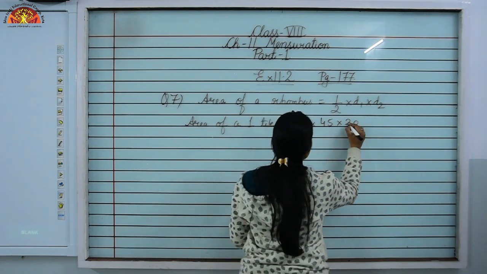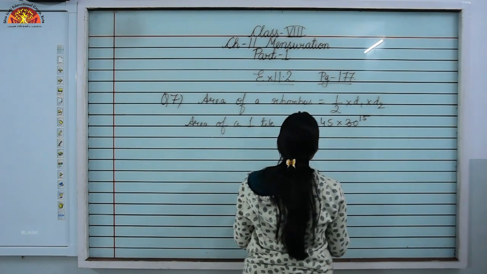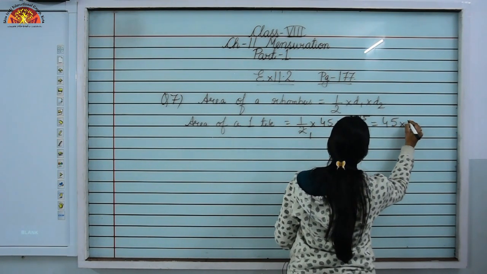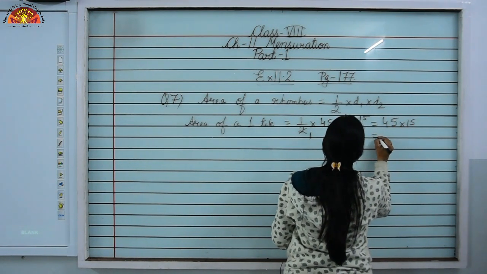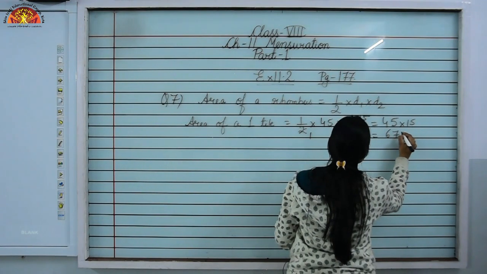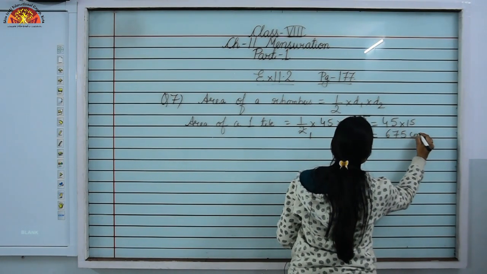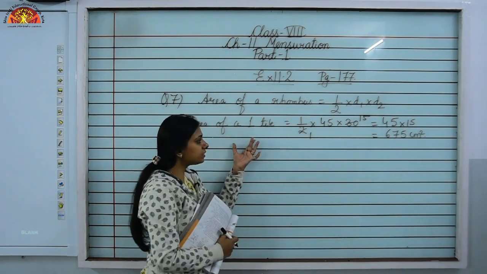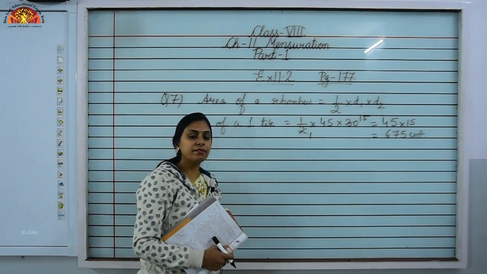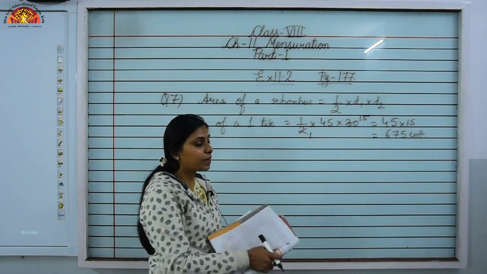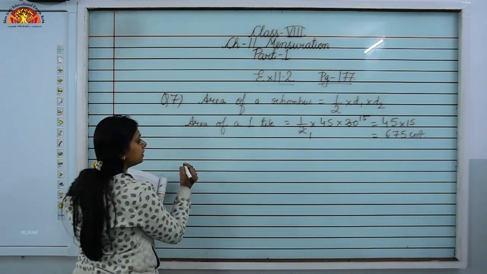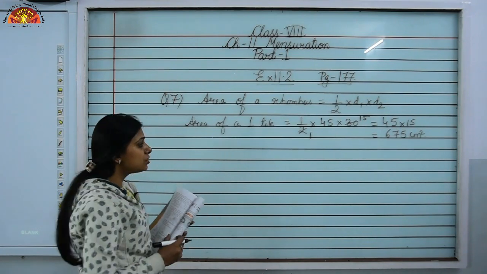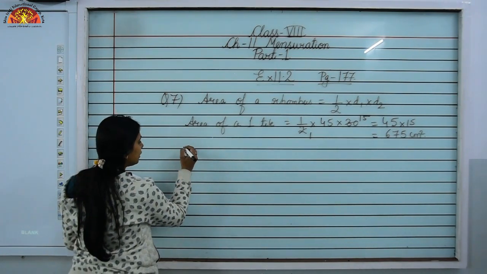So 2 1s are 2, 2 5s are 10. That is 45 into 15, which is equal to 675 centimeter square. So this is the area of one tile, which equals 675 centimeter square. Now children, it is given that on a floor there are 3000 tiles. So we have to calculate the area of a floor.